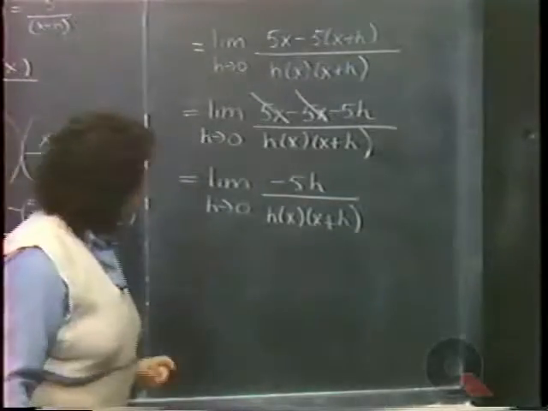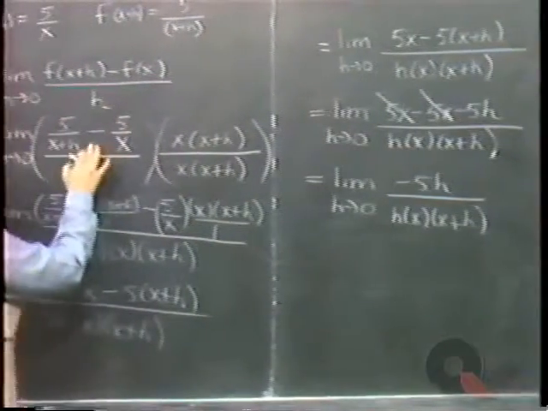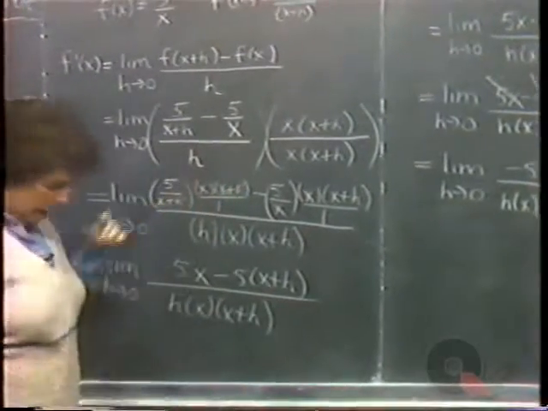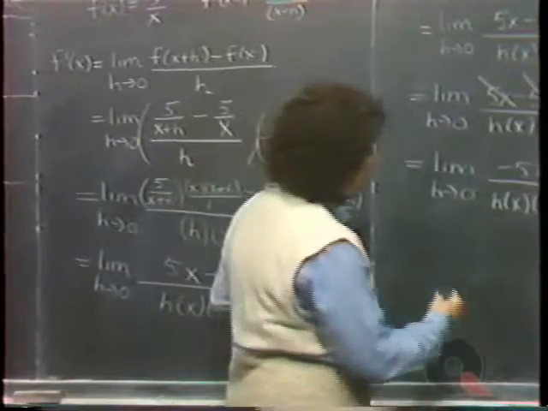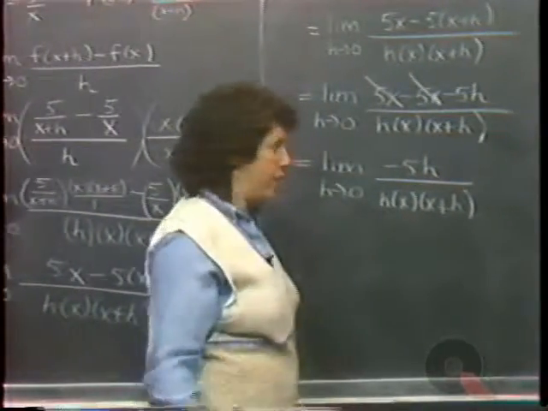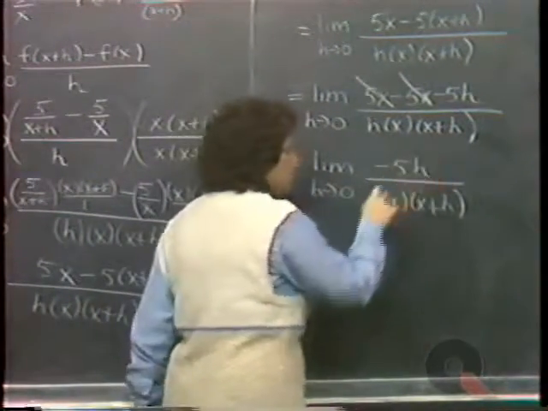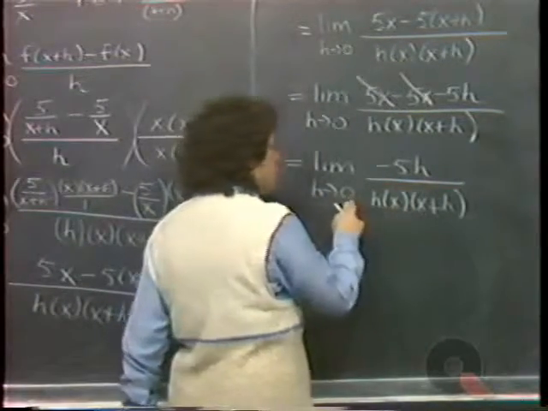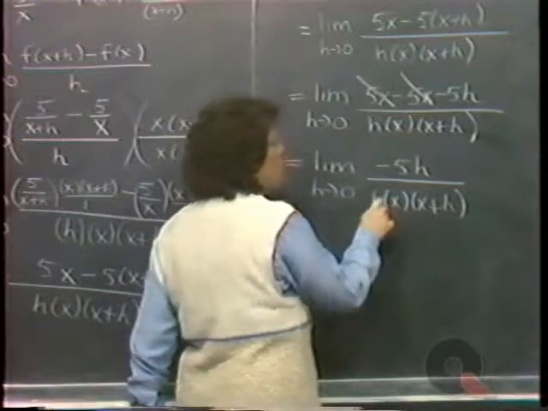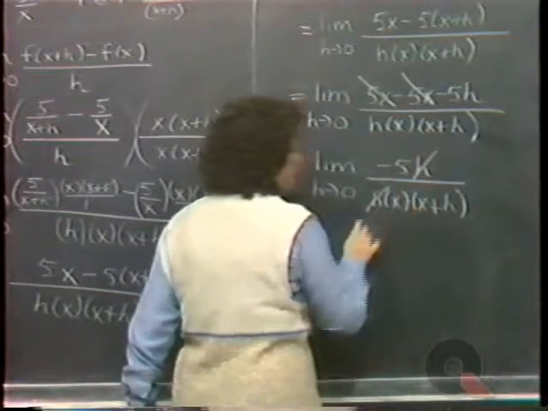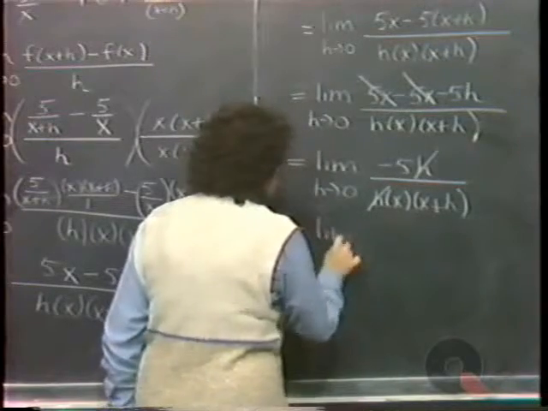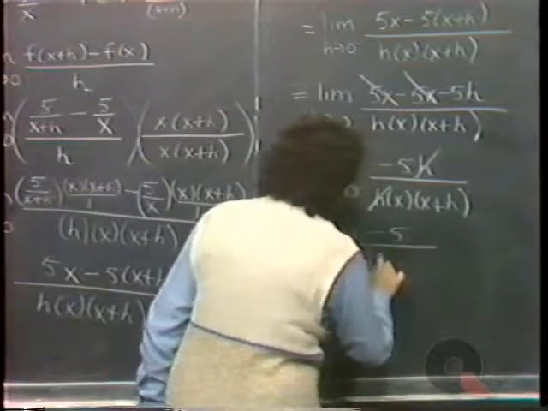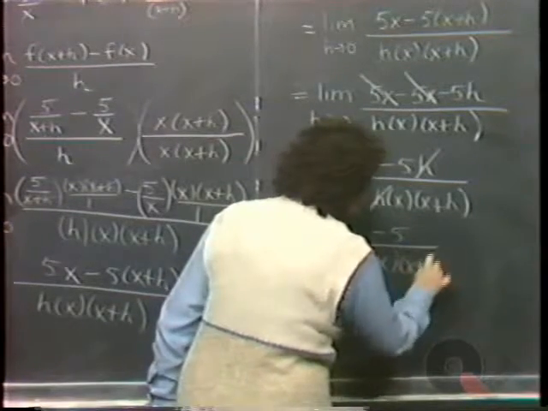And this algebraic maneuver that we use to eliminate the complex fraction, multiplying top and bottom by the product of the denominators, has put us into a desirable position where h is now a factor in the numerator. Once h is a factor in the numerator, it can cancel the h that's causing us all the trouble in the denominator. As h approaches 0, it's not equal to 0, it's just getting close to 0. We can divide numerator and denominator by h, leaving us with the limit as h approaches 0 of minus 5 over x times x plus h.